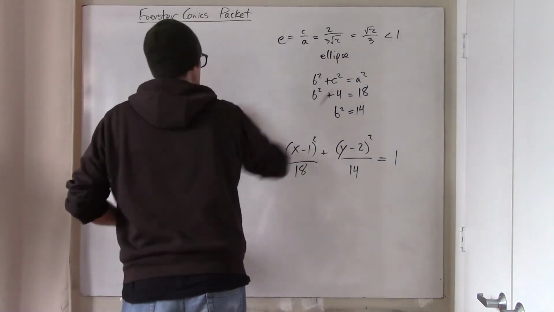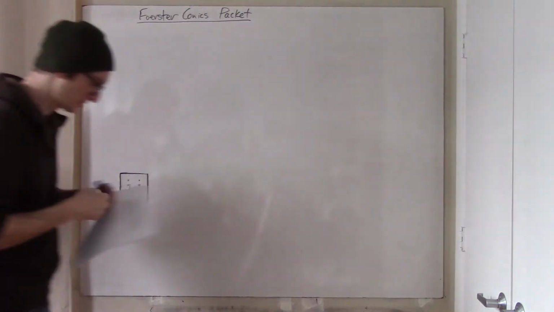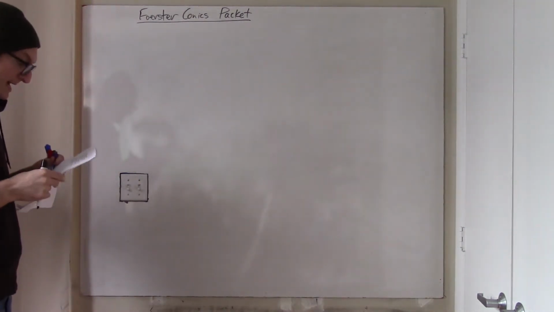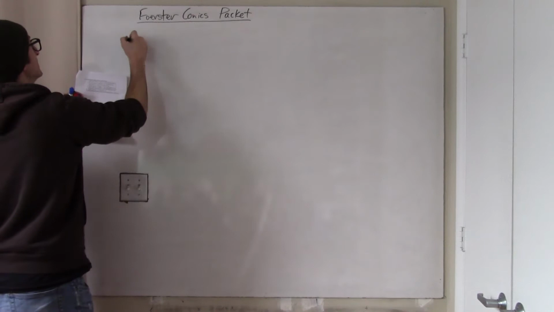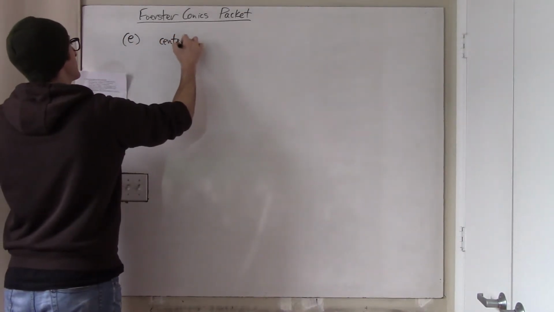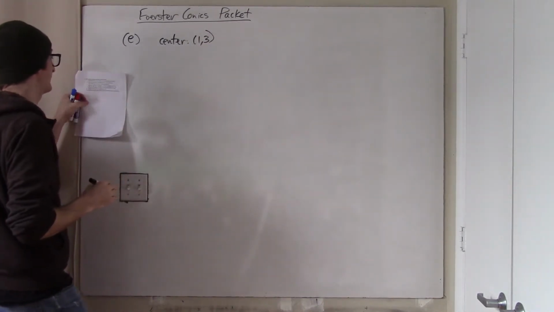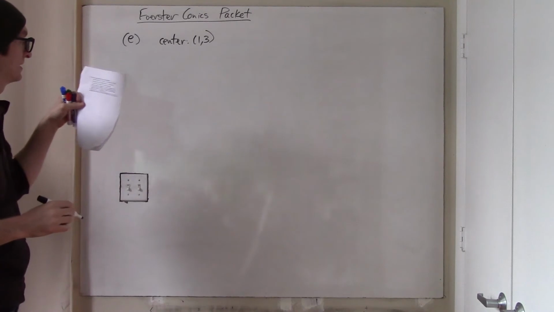All right. So let's go. Part E. E says we have a conic, center at 1, 3, directrix y equals 5, corresponding focus 1, 10.